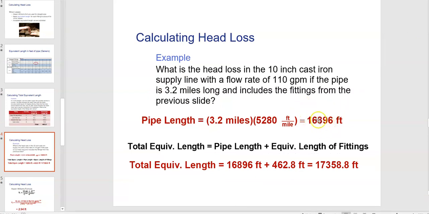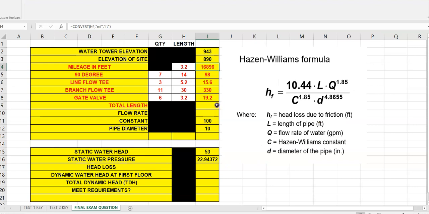We need to add this value plus our equivalent lengths of our fittings that we just did. We're going to go back to Excel, and I have the total length sitting right here. I'm going to hit equals and type the word sum. I'm going to double click on sum, and I'm going to highlight over the top of all these red numbers, and I'm going to hit enter.